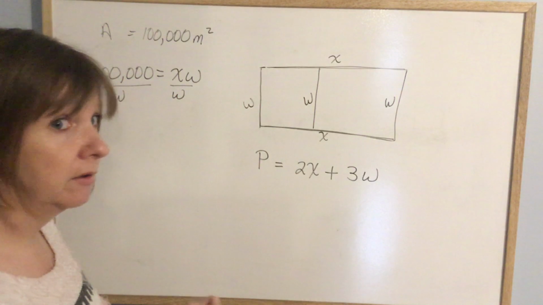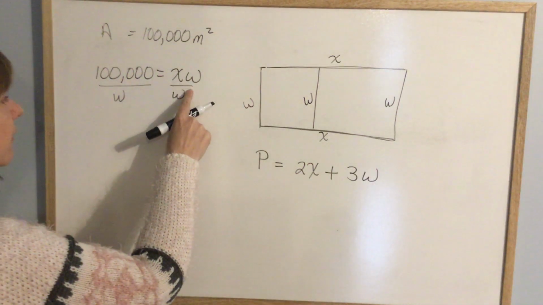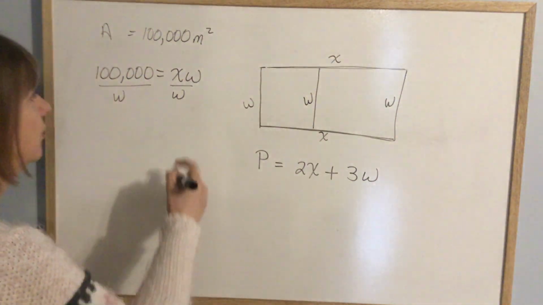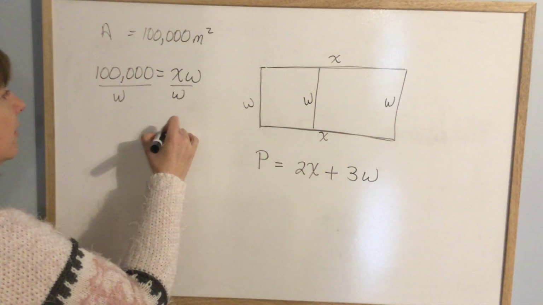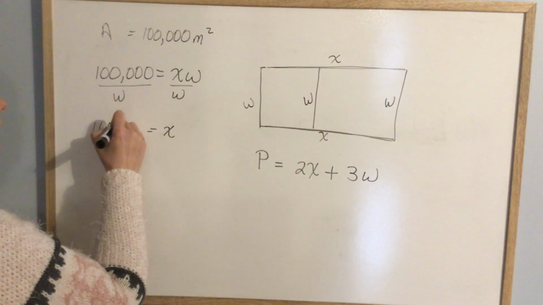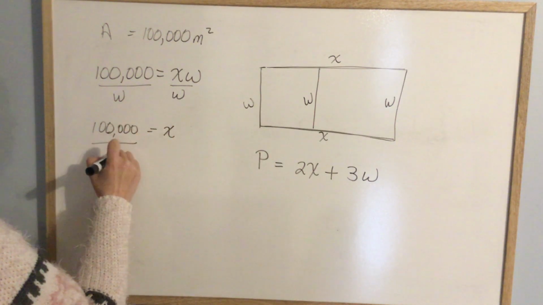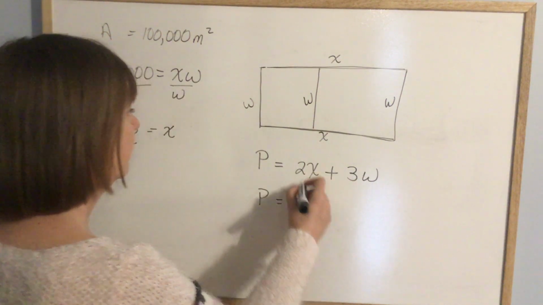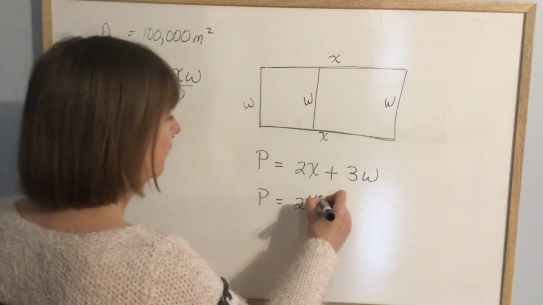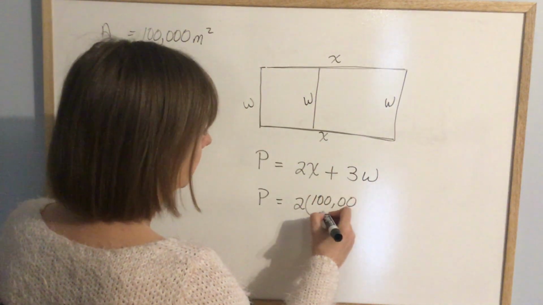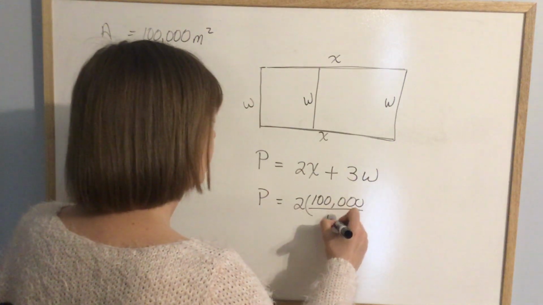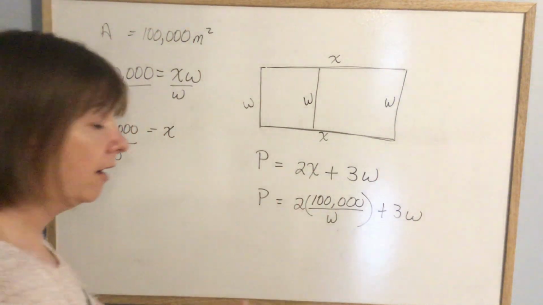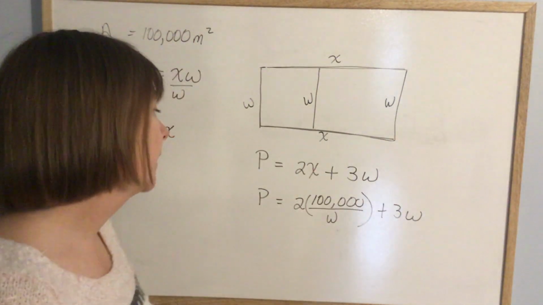It would be fine to do it the other way. Divide this side by x, divide this side by x, and isolate your w. It wouldn't matter. So in this case, x is 100,000 over w. So I'm going to substitute that into here. Perimeter is 2, but instead of putting x, I'm going to put 100,000 over w plus 3w. So that all I have on this side are just w's.